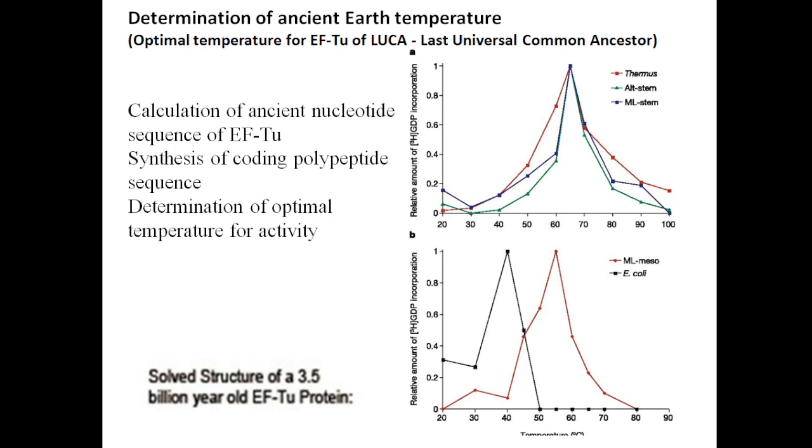It is possible to calculate, by comparison of the sequence of nucleotides of elongation factor in different organisms at different steps of evolution, the evolutionary distance from one to another. Calculating it gives an ancient nucleotide sequence, and later the synthesis of the amino acid sequence from it, the onset polynucleotide system sequence, and determination of the optimal working temperature led to an optimal working temperature near 60-65 degrees.